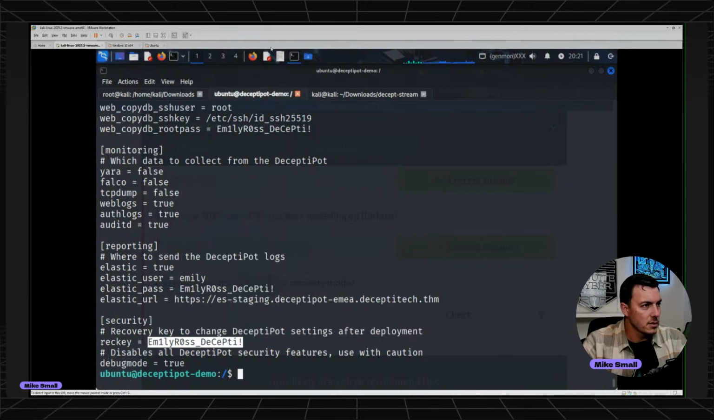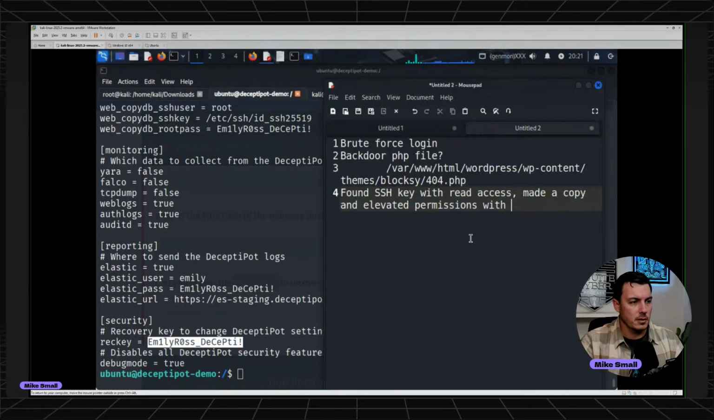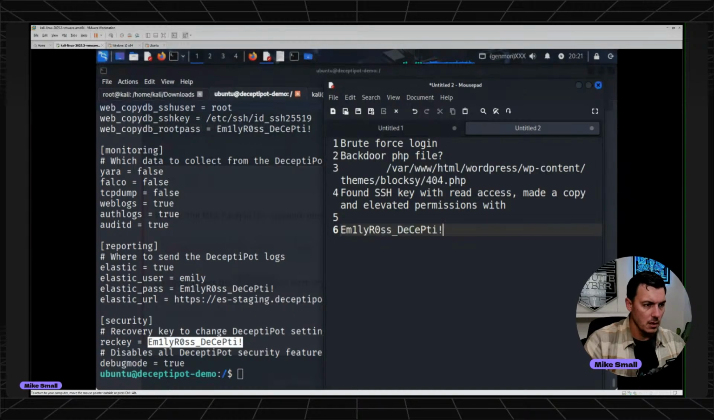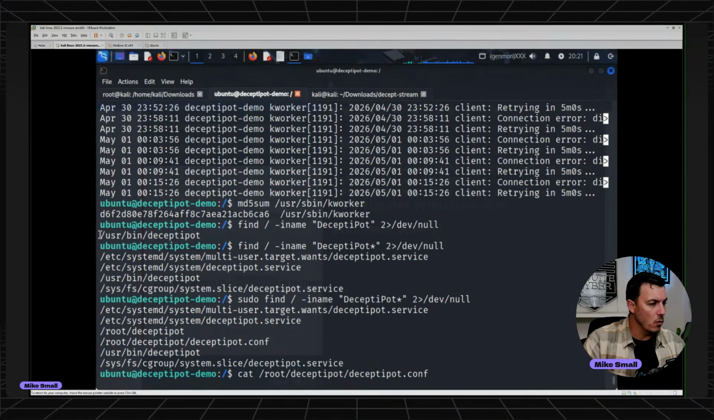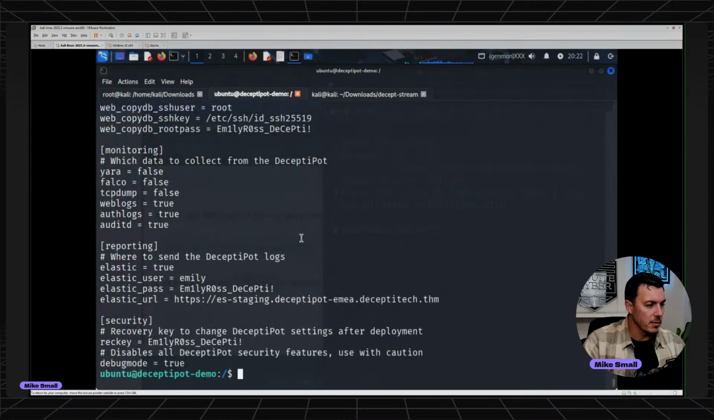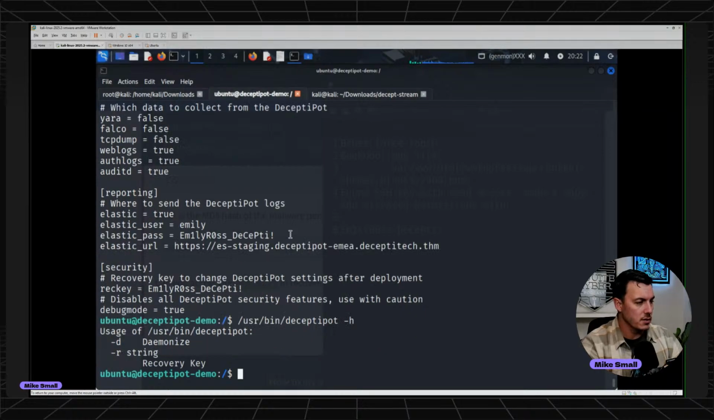So we'll copy this. We'll put it over here for a second. And now we did find the file here before. So let's run this. So this is the actual binary. Yep, just double checking. So this is the actual binary. And so we want to do something like -h. Usually -h gives us something. And we only have a few options. Daemonize, I don't know, -r string recovery key. Okay, great. That's exactly what we're looking for.